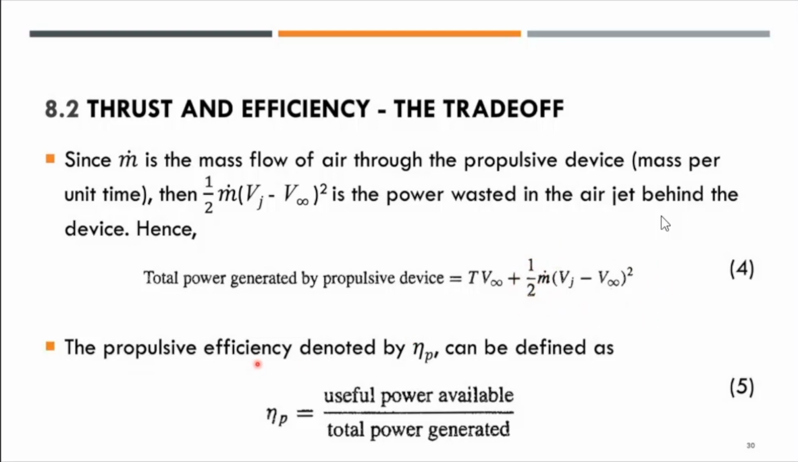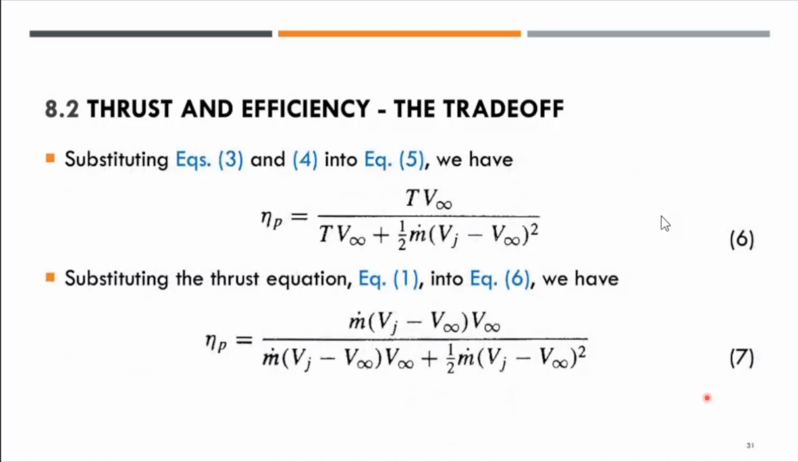So the propulsive efficiency, which we normally denote as zeta P, can be defined as the useful power available divided by the total power generated. This will be equation number 5. We then substitute equation 3 as well as equation 4 into equation 5, and then we have expression number 6.